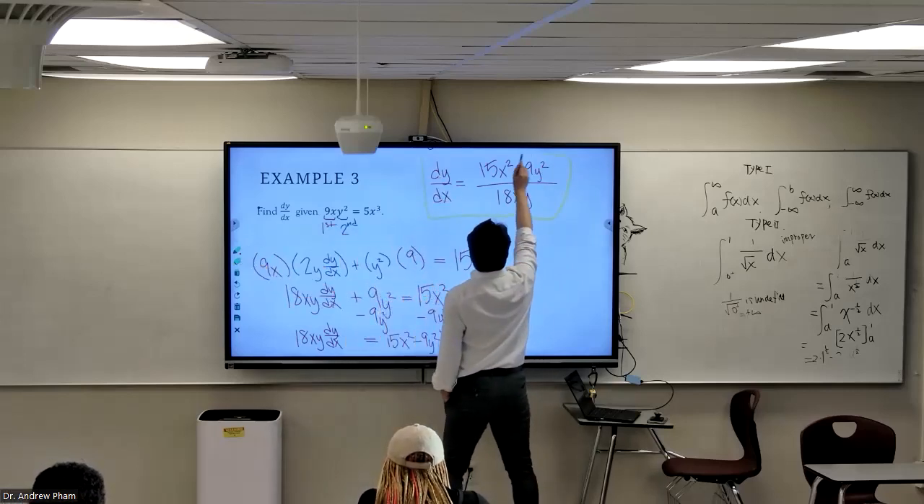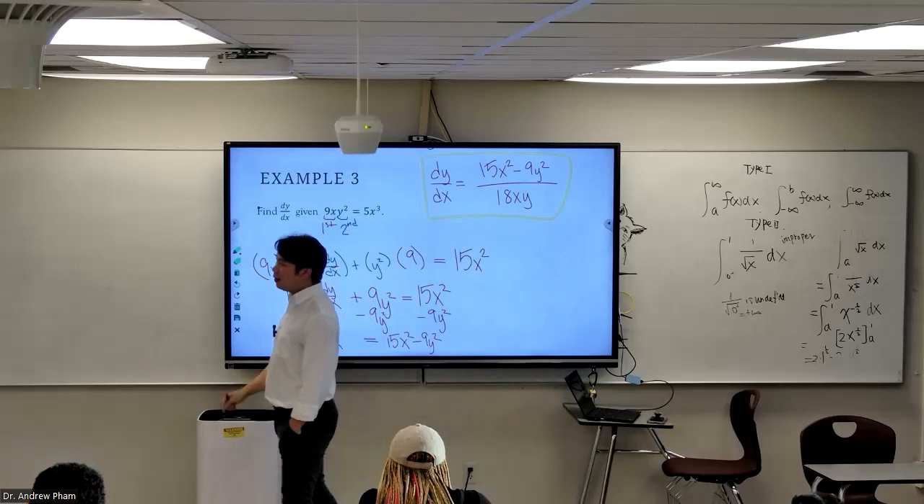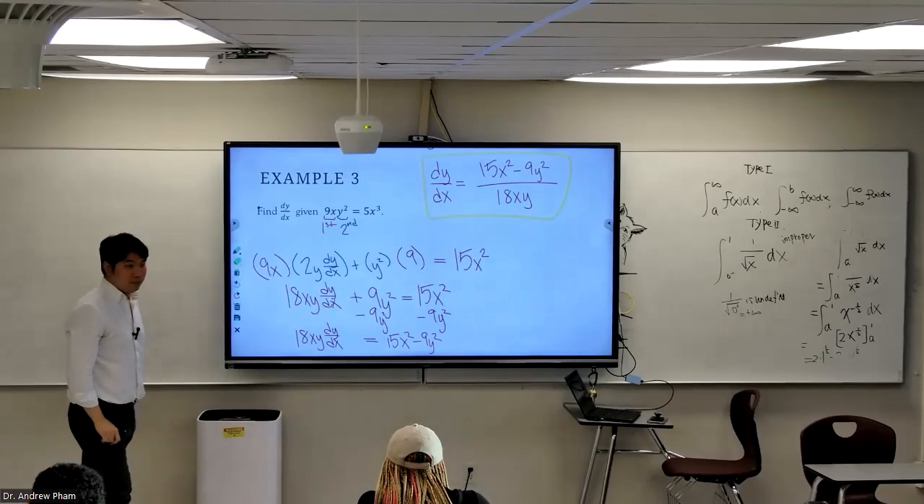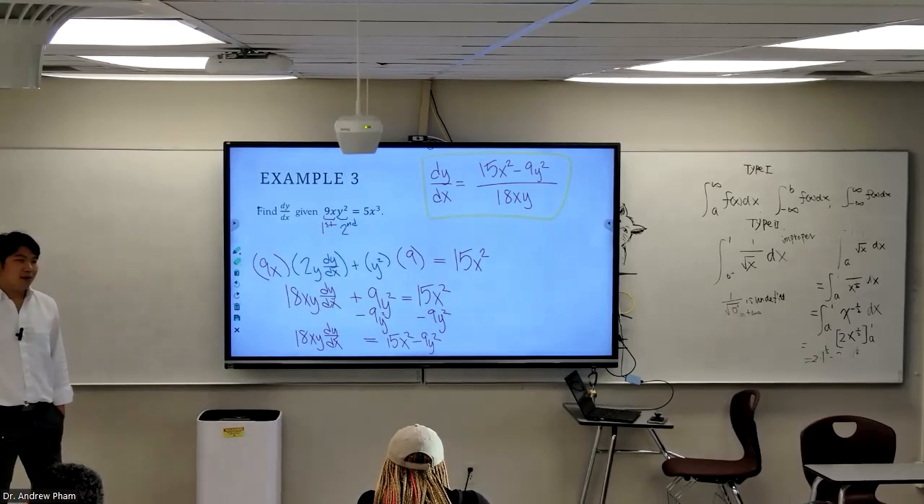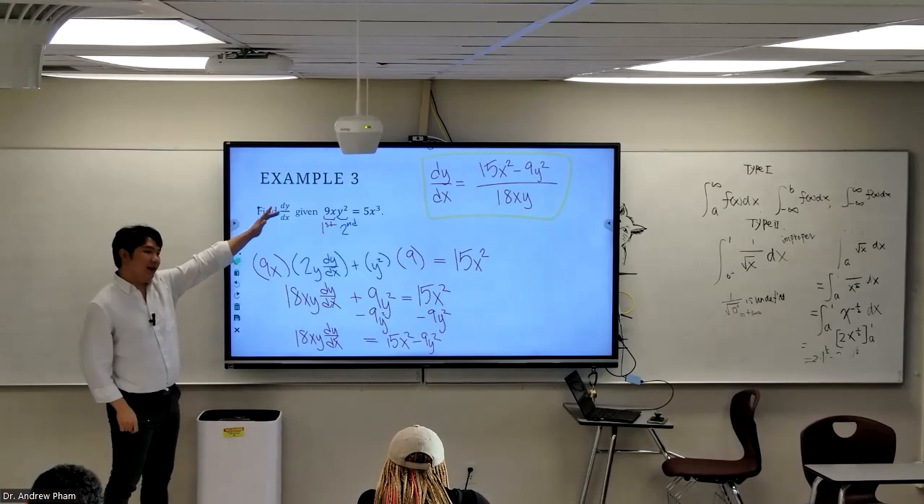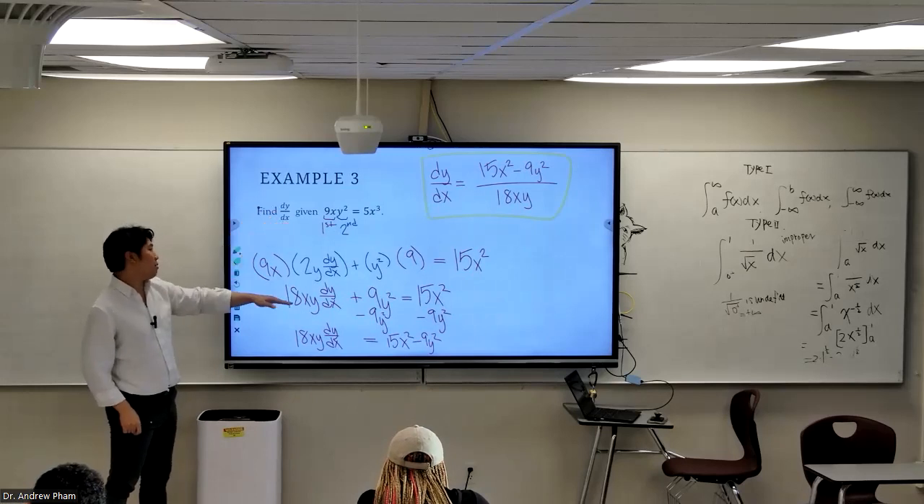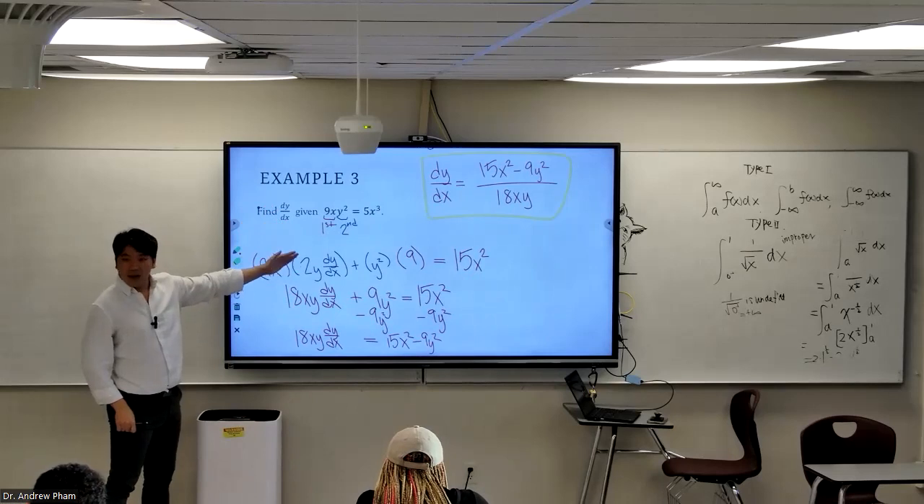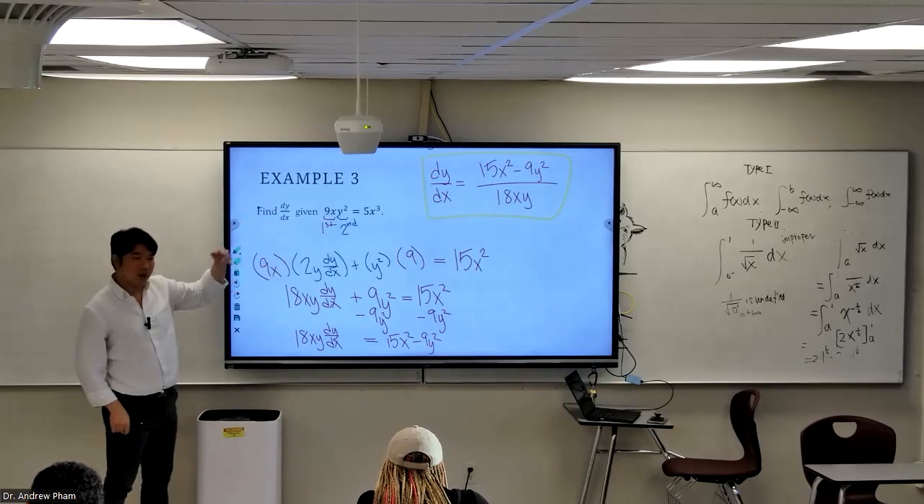And I claim that I'll take this as my final answer. I know I'm done because I have dy/dx alone. If you didn't combine these, then the only difference is that you would have dy/dx equal to 9x 2y. You would have it in its factored form instead of the multiplied version.